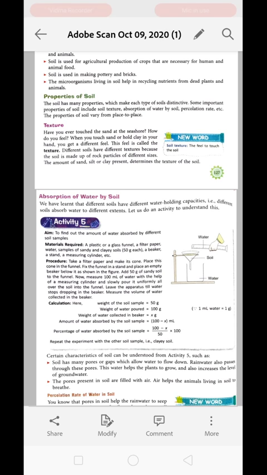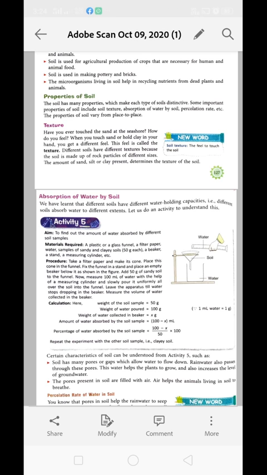Now, next is the properties of soil. What are the properties of soil? We are going to discuss them next. Soil has many properties which make each type of soil distinctive from the others. The properties of soil help us to categorize them. Some important properties of soil include texture, water absorbing capacity of soil, percolation rate, etc. These properties are mentioned in the next paragraphs.